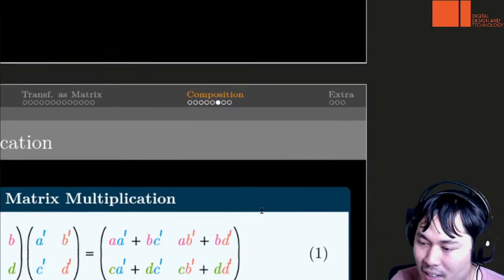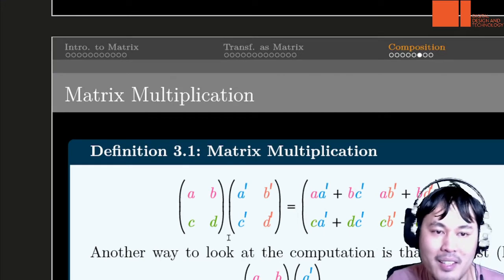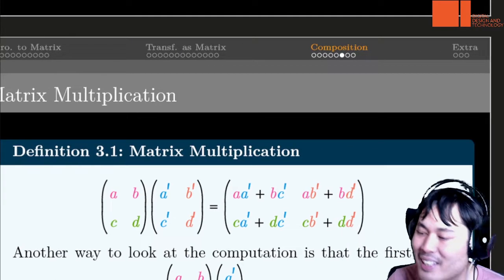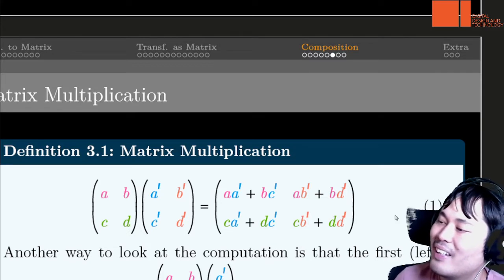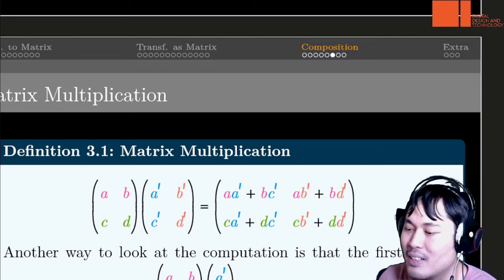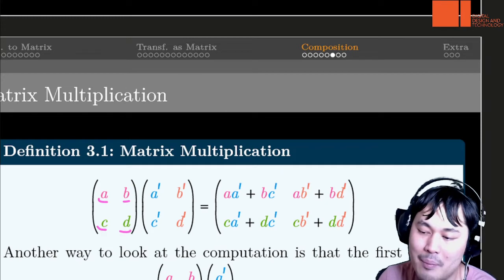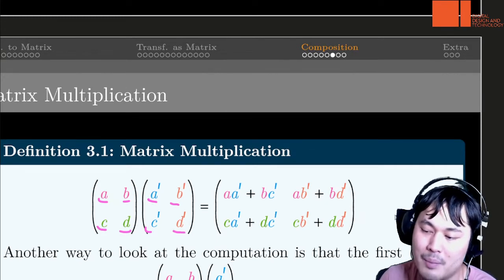Let me zoom in a little bit. Let's take a look at this haunting formula. We just passed Halloween in a week, but we get haunted. So we have A, B, C, D, and then A prime, B prime, C prime, D prime.